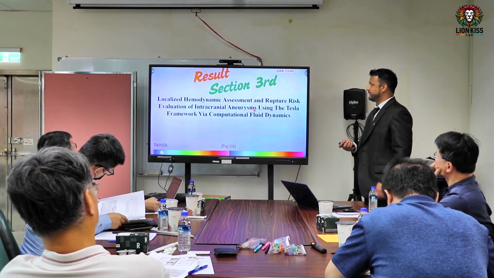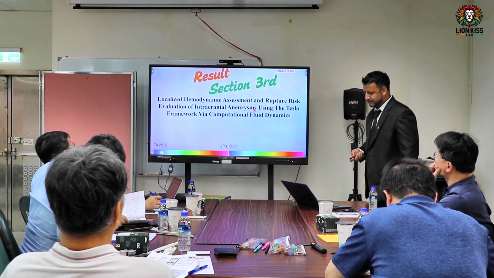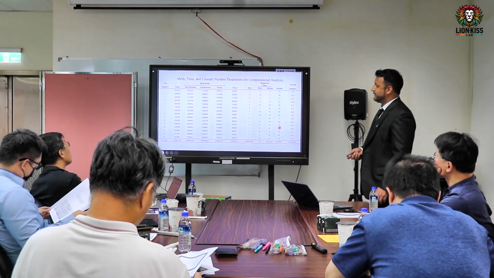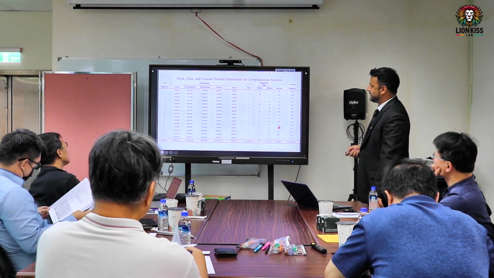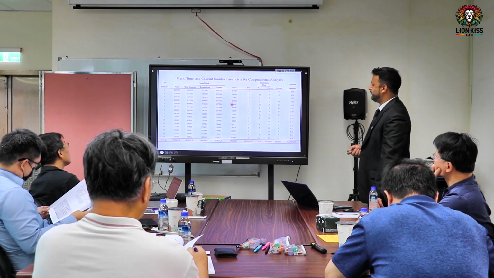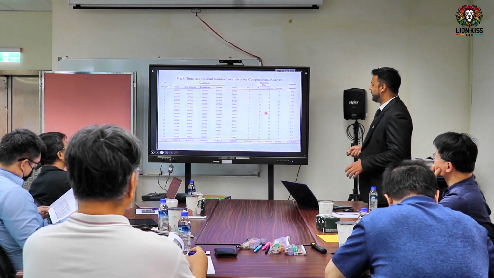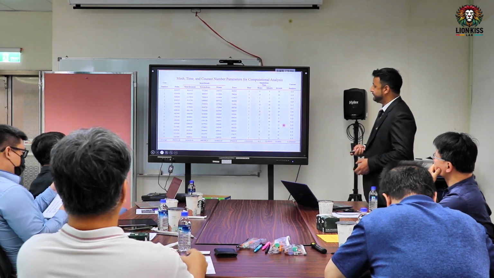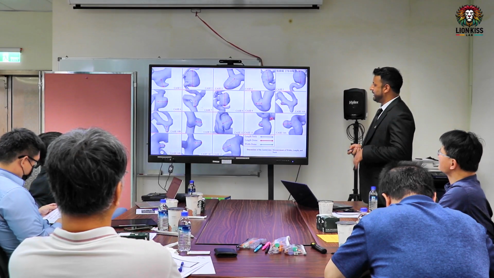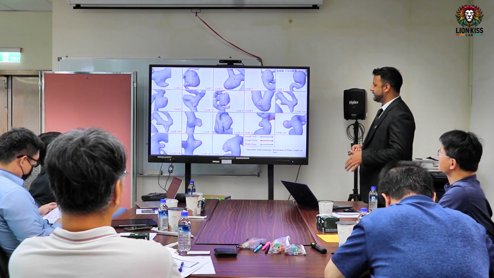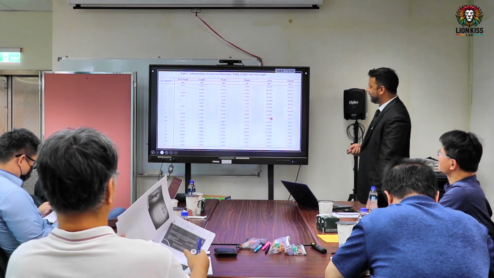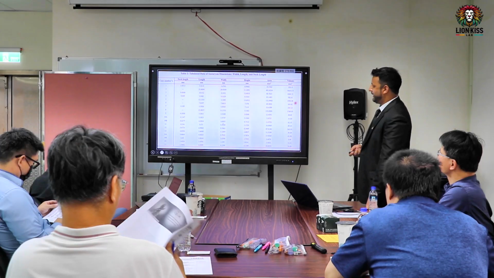So this section 3 is published in Medical Physics: localized hemodynamic assessment. This gives the mesh details, the number of cases, the mesh type, which is tetrahedral with prism layers and faces, and the simulation time and the current number mentioned in this table. And this is the aneurysm, where we measure the length of the neck, dome, and width, so we get the area and the volume of the aneurysm.